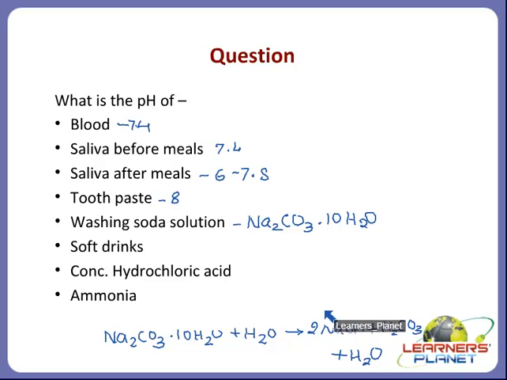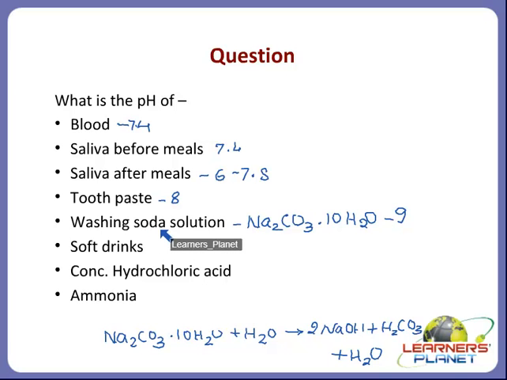So what will be the pH of this solution? It will be on the alkaline side, right? So its pH is how much? It is 9. I'll write it clearly. So the pH of washing soda solution is what, children? It is 9. That is alkaline, right? That is strongly alkaline. Now we have got another thing, that is, a soft drink.